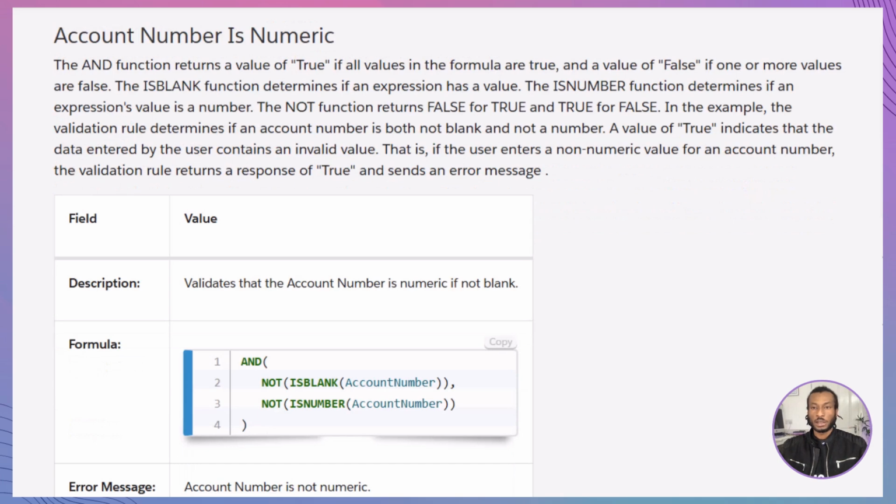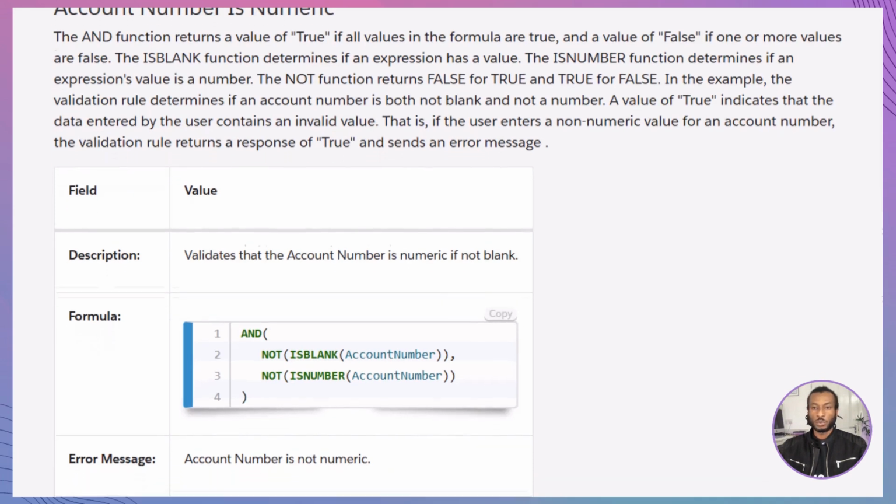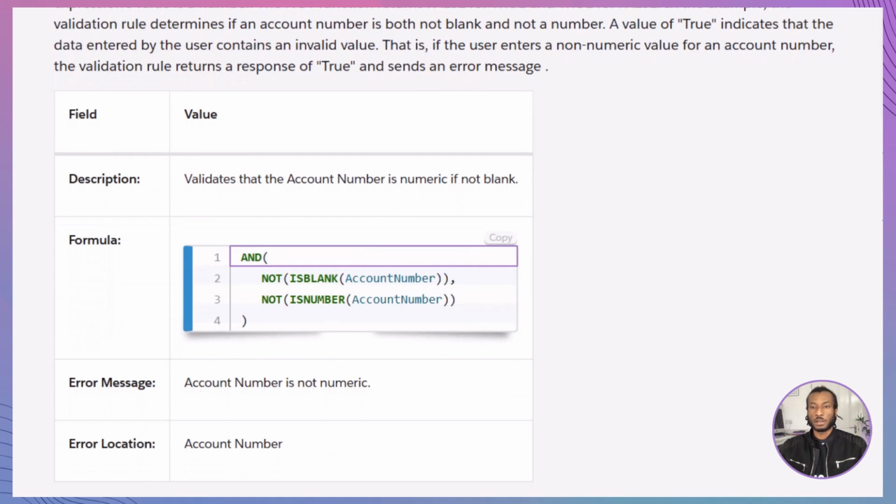Validation rules, like this one, are incredibly flexible and can adapt to meet your specific data requirements. Let's explore a few examples to inspire you. First up, numeric account numbers. To ensure that a field contains only numeric values, you can combine a few functions. Here's how it works. The AND function ensures that multiple conditions are met. The function not is blank account number confirms that the field isn't empty.